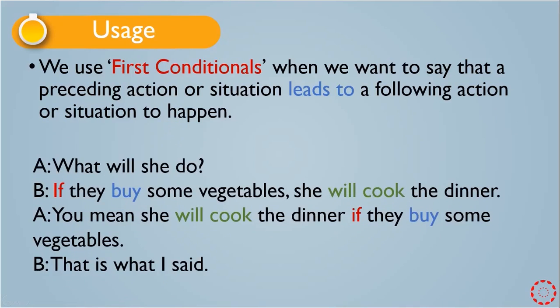Look at this conversation or dialogue. What will she do? If they buy some vegetables, she will cook the dinner. Or, you mean she will cook the dinner if they buy some vegetables. These two sentences are conditional sentences. I mean the first conditional sentence.